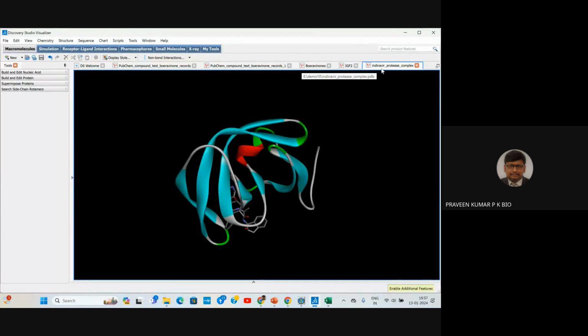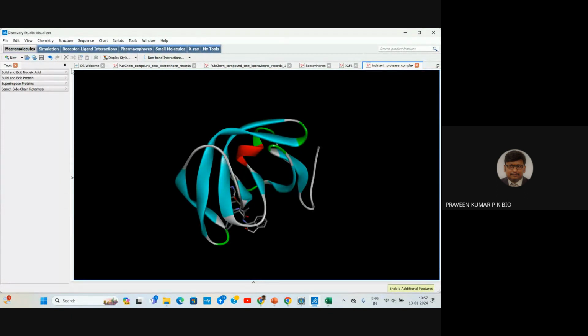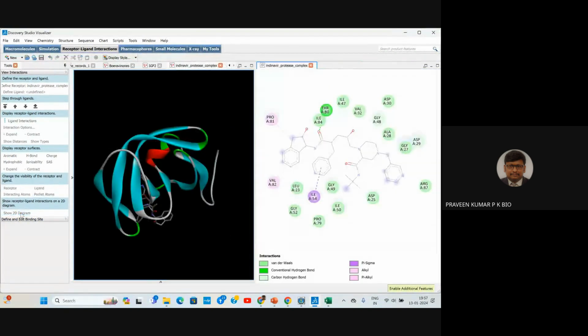Indinavir is the general drug used for protease. It's an inhibitor for HIV protease. So I docked it using AutoDock, isn't it? So this is the protein. And now, if you want to see the kind of 2D interactions, simply click here, receptor ligand interactions, click show 2D diagram. So this is the 2D diagram, isn't it?